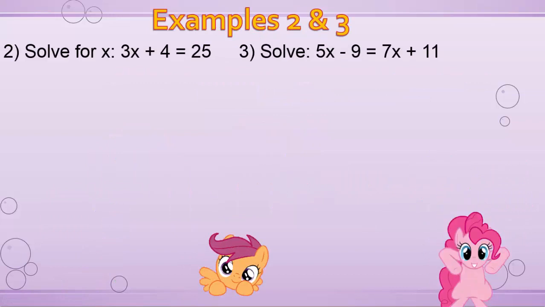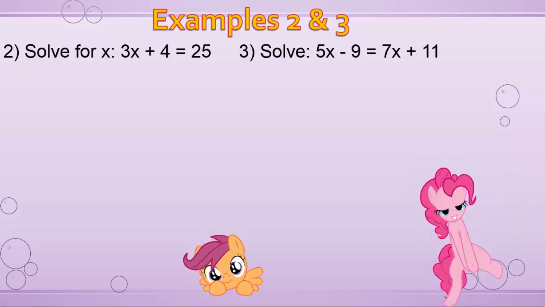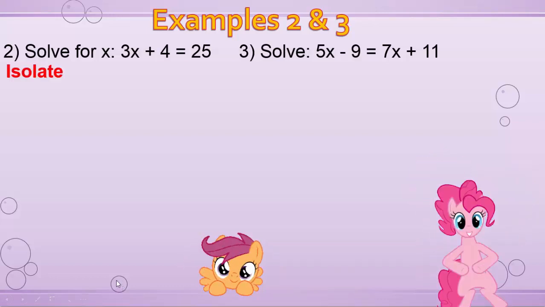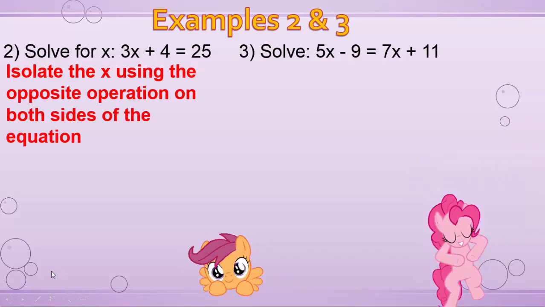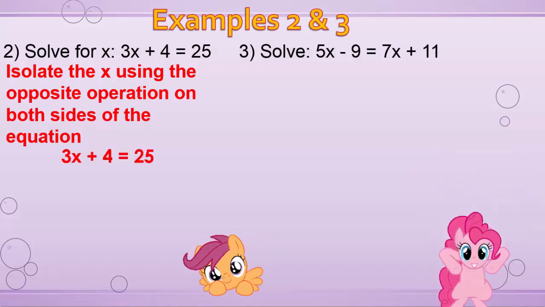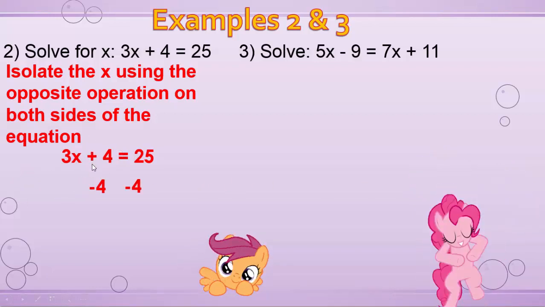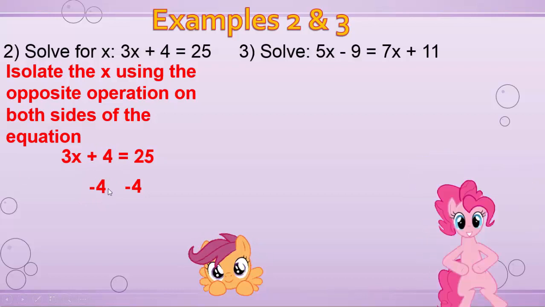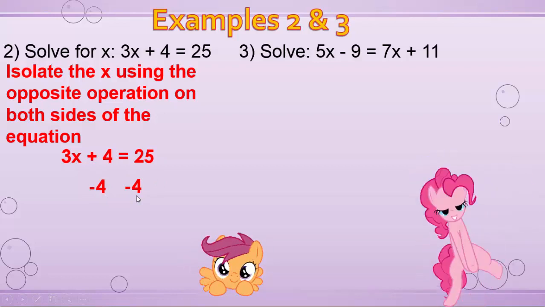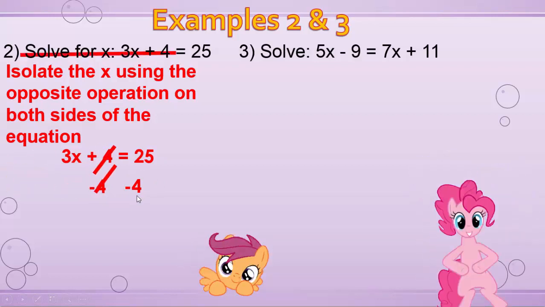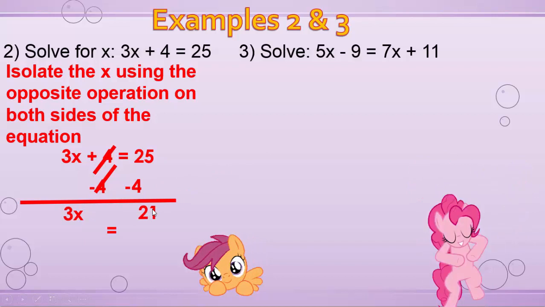In example number 2, we are asked to solve for x. For 3x plus 4 is equal to 25. First, we want to isolate the x using the opposite operation on both sides of the equation. And in this case, it's negative 4, because here we have positive 4, so we balance it out to get negative 4. But whatever we put on one side, we must do on the other side. And this gives us 3x is equal to 21.